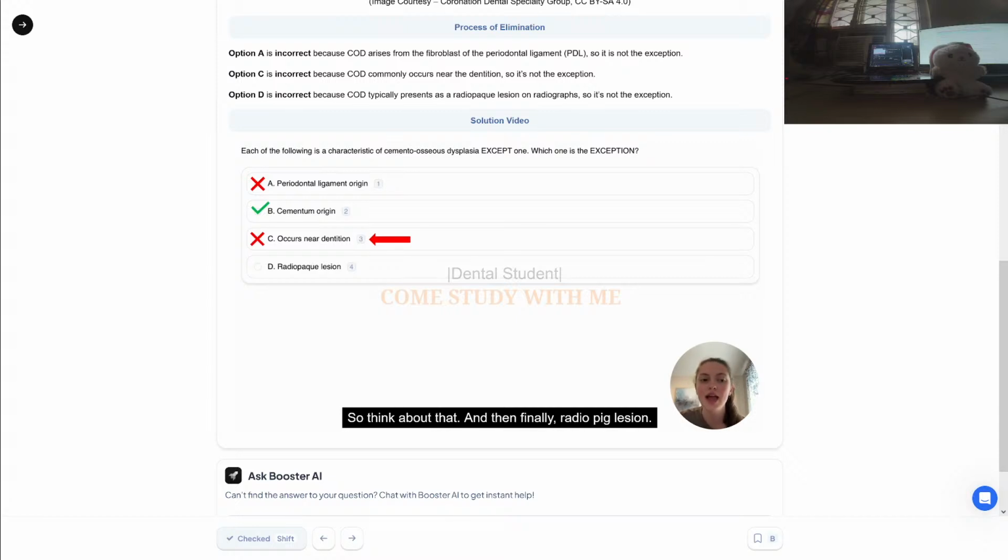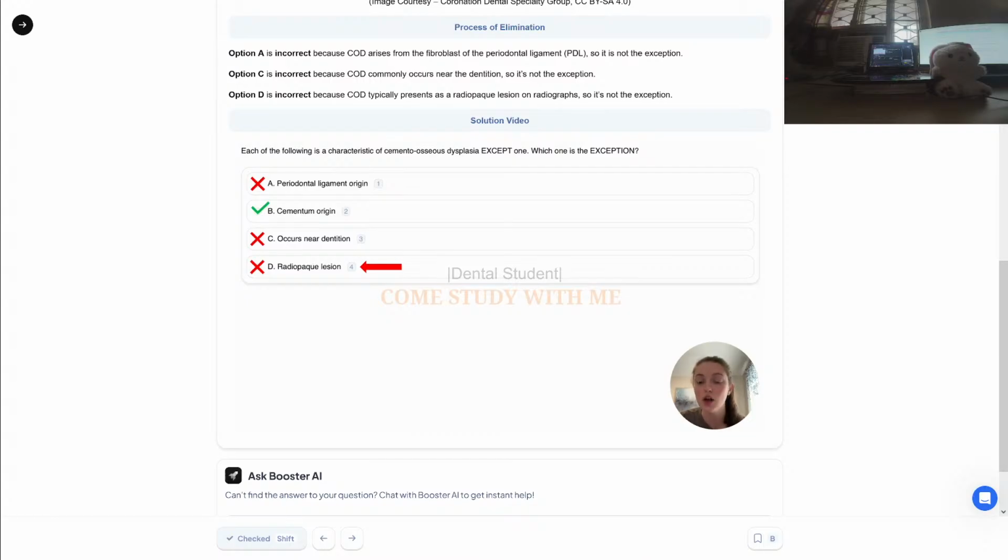So think about that. And then finally, radiopaque lesion. This can have a big range of presentations, but usually we are at least seeing some radiopacity in these lesions. Remember that cotton wool appearance that we saw for the most severe case here? So keep in mind that this is radiopaque. It does occur near the dentition. It does have periodontal ligament origin, but it does not have cementum origin. This is not an odontogenic lesion, it is a fibro-osseous lesion.